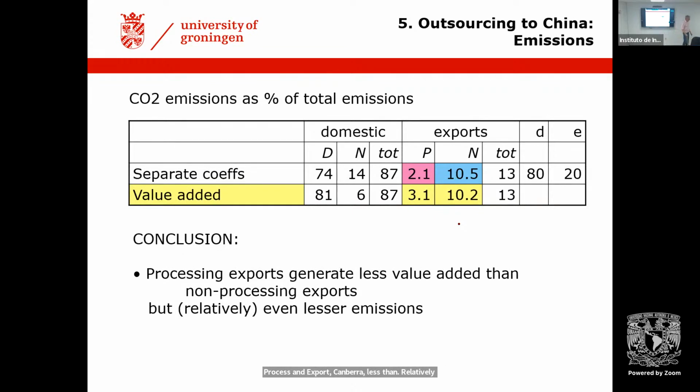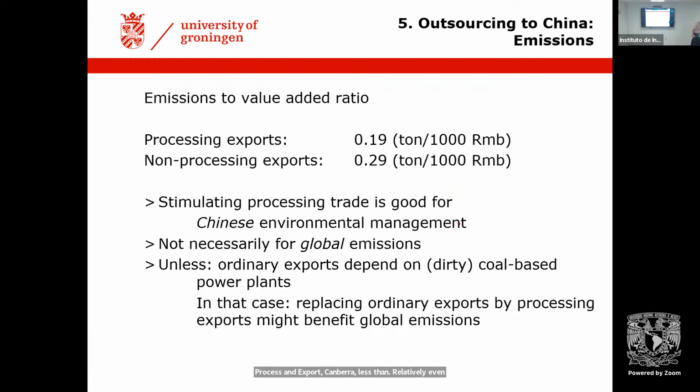So in terms of emissions, we also checked the emissions to value added. For every 1,000 renminbi of value added created by processing exports, there are 0.19 tons of CO2, and for the ordinary exports, it's 0.29. So stimulating processing exports is good for Chinese environmental management.